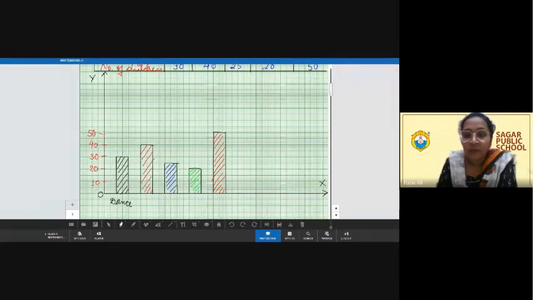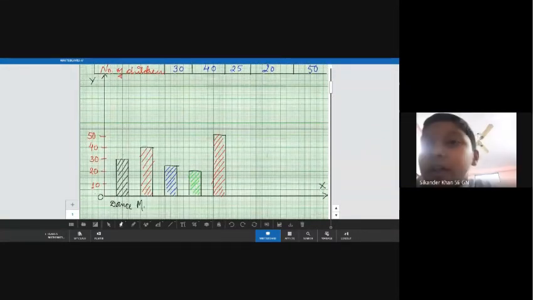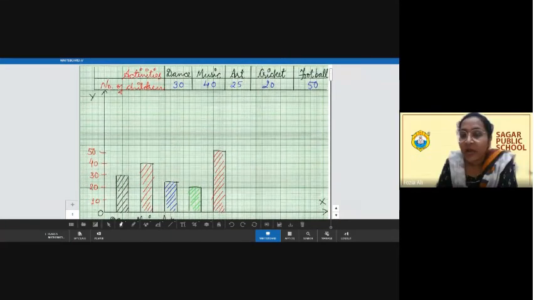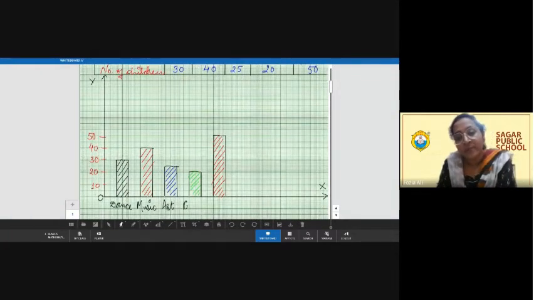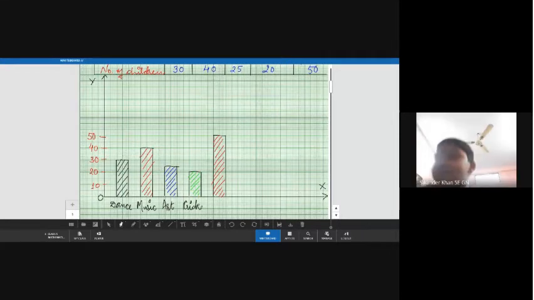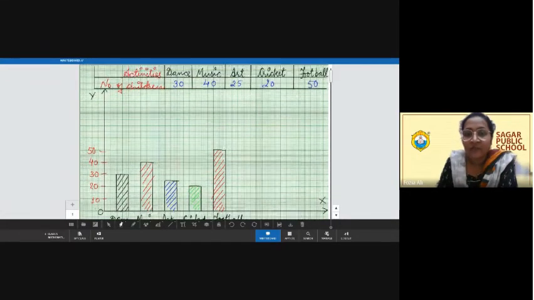Then the second one was music. The third one is art and craft. Fourth is cricket, and this one is football. So these are the activities which are loved by students.